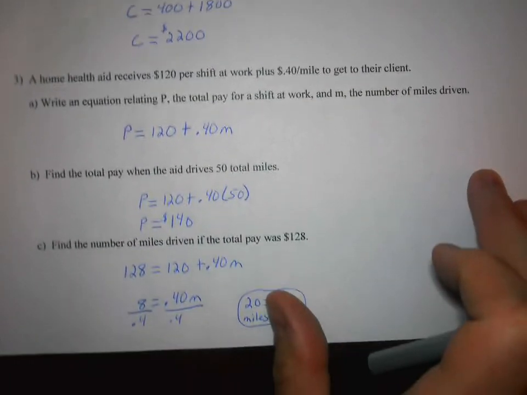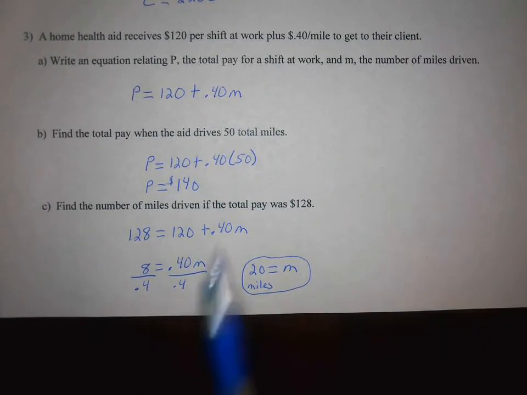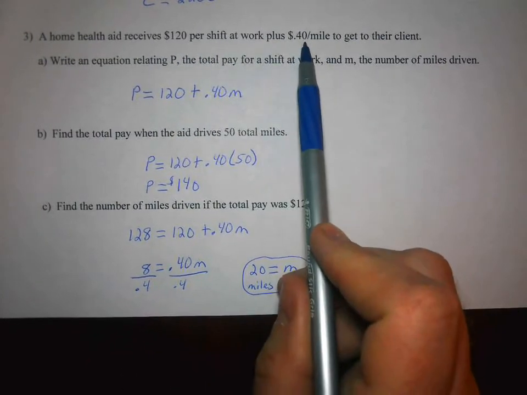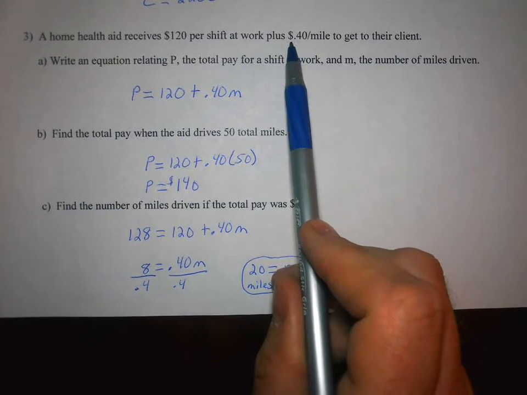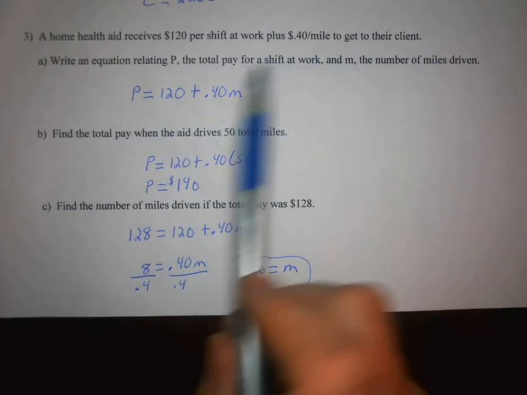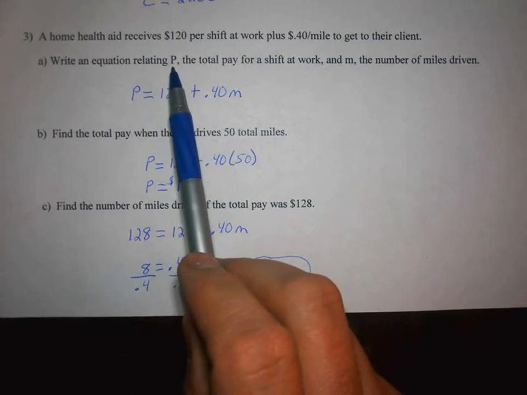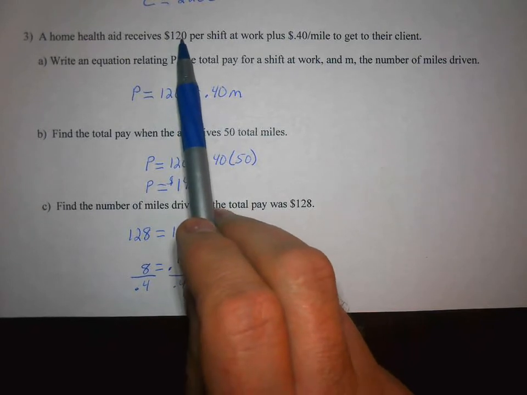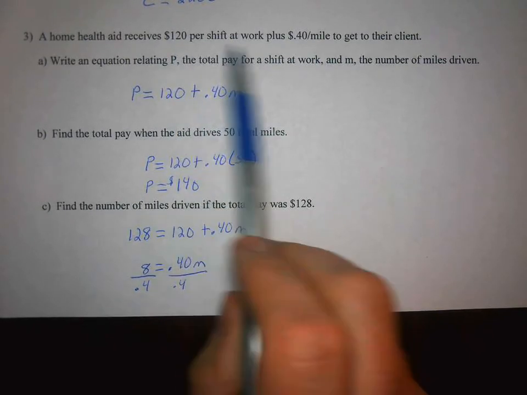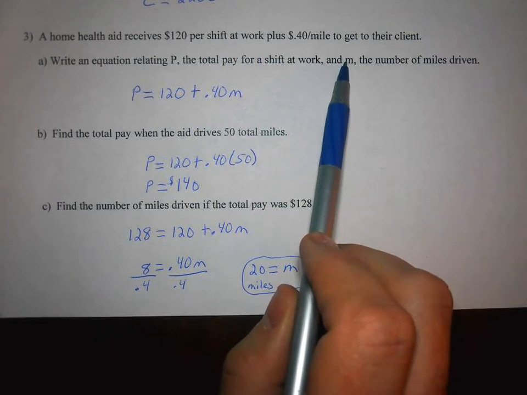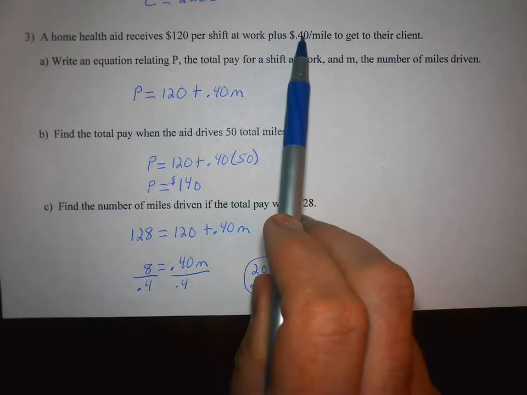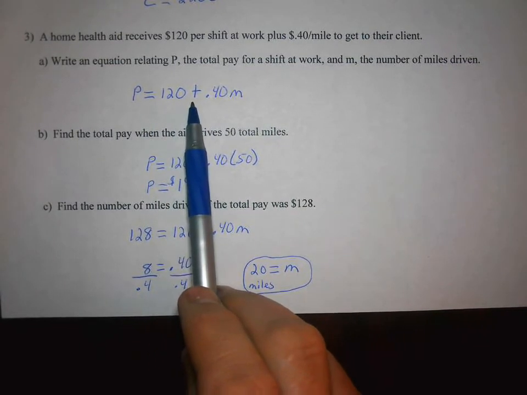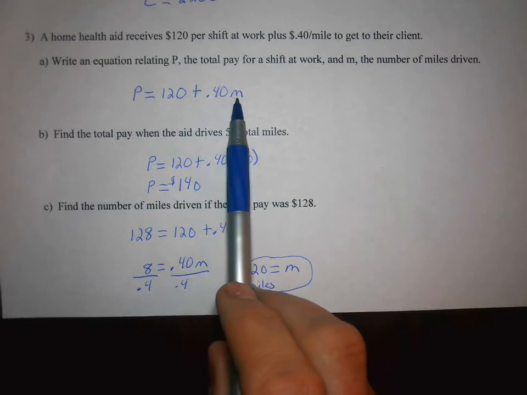Okay, and then moving on to number 3. The health aide is receiving $120 per shift at work, plus 40 cents, or $0.4, per mile to get to their clients. In part A, the total pay for the aide is going to be the $120, that's their base pay, and then M, the number of miles they drive, they're going to get 40 cents per mile, or $0.4. So the total pay starts at $120 and adds $0.4 for every mile.